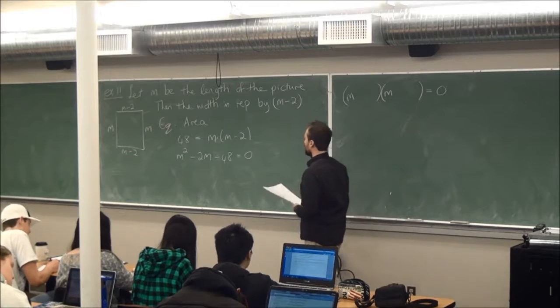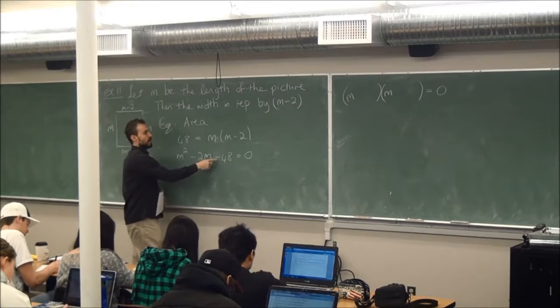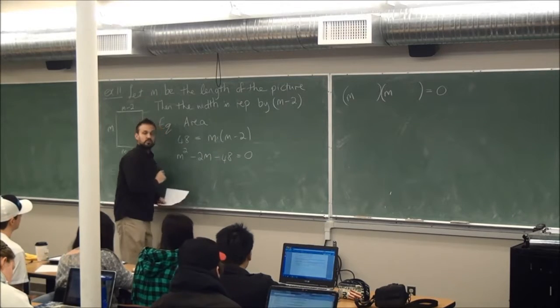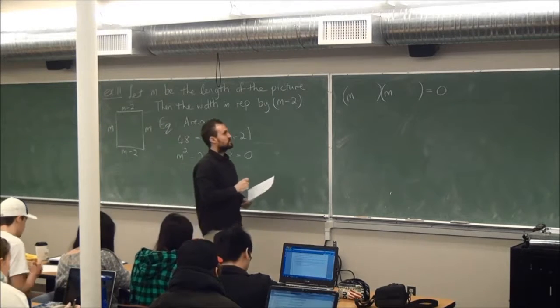So now I'm looking for factors of 48, a factor pair of 48 such that when I subtract them, I get 2. 8 and 6.